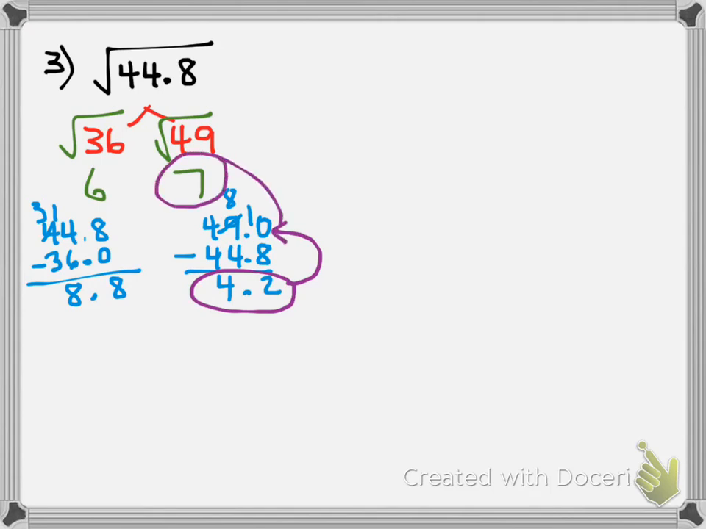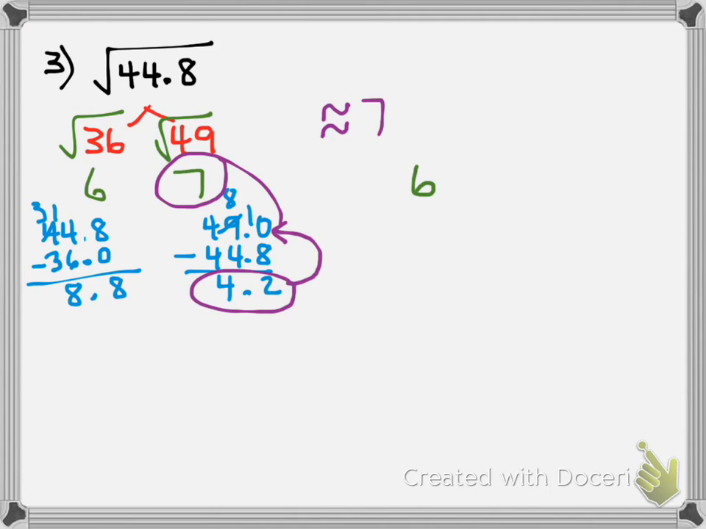49, its square root is 7. So our answer is approximately 7. That's to the nearest integer. But let's keep going because we want to get it to the nearest tenth. Now, you always write the smaller square root. Because if I put the 7, then the answer I'm going to get is over 7. But my answer has to be between 6 and 7.